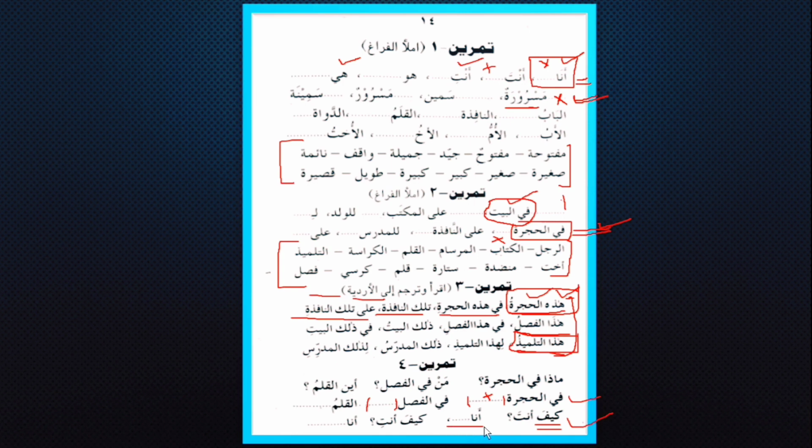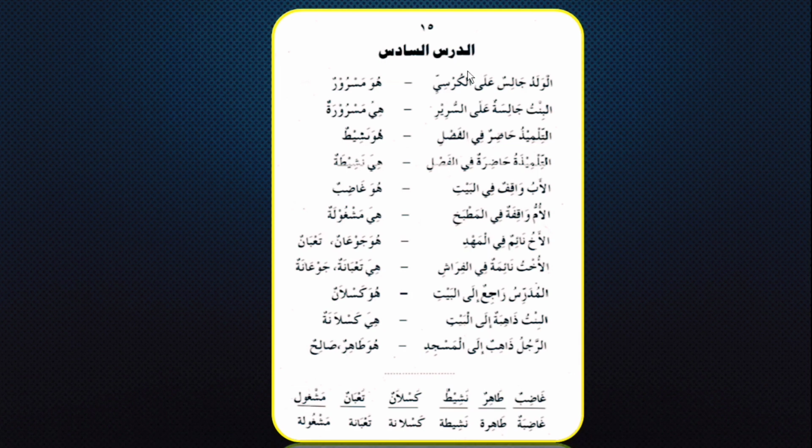Then again we have one word here, ana, that is pronoun, and the second place is blank. So you can say ana bi khairin, I am well, I am fine. Now let us move on to lesson number 6. This is ad-darsu sadisu.